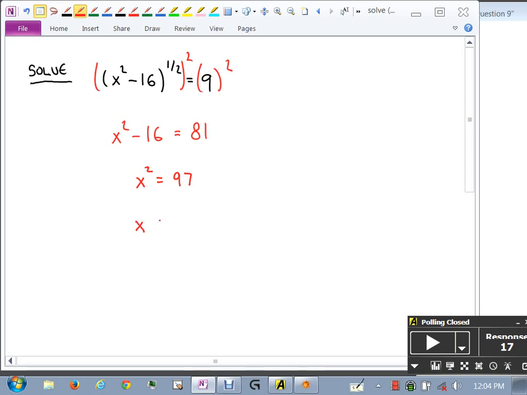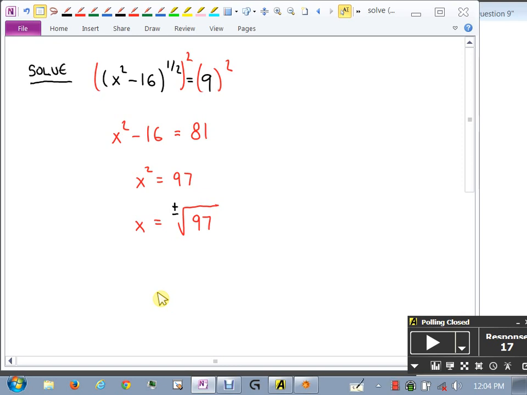Now, we talked about this, did we not? When you take the square root on both sides, you have to do plus or minus, because you initiated the square root.